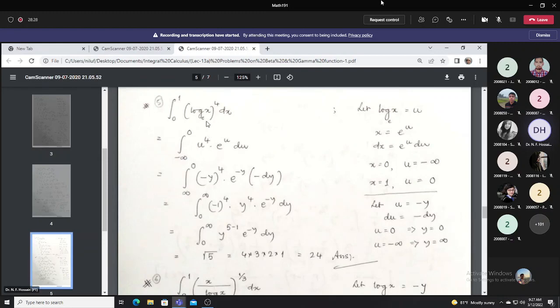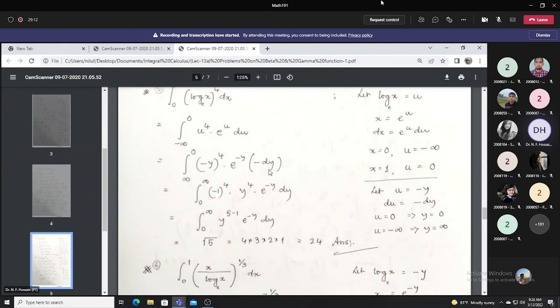So here it becomes e to the power u. And now you take the differential, it will be dx equal to e to the power u du. And this becomes u to the power 4, right? Log x equal to u, so u to the power 4, and for dx, e to the power u du. Now adjust the limits. When x equal to 0, ln of 0 is minus infinity, and when x is 1, ln of 1 is 0. So minus infinity up to 0. This is the limit.